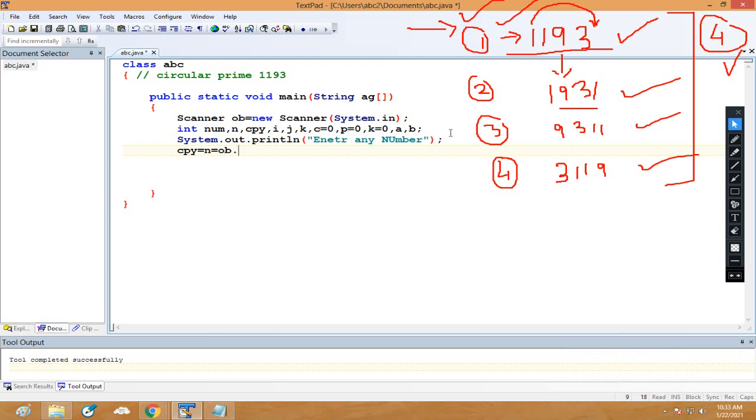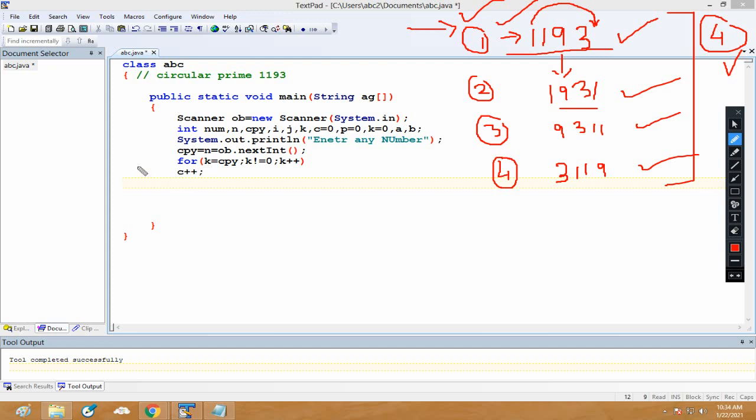So what we are doing, we are creating a dummy variable CPY and storing n also. Then we ask the user to enter a number, right? After that, we will count the number of digits. So we are using one more variable like K, no problem. While CPY, K is not equal to 0, then K plus plus, then C plus plus. Am I clear? First of all, we are counting the number of digits. After that, see what we are going to do. After counting, the number of digits we have counted is 4.